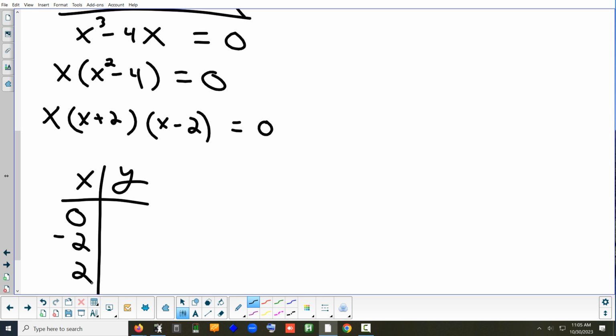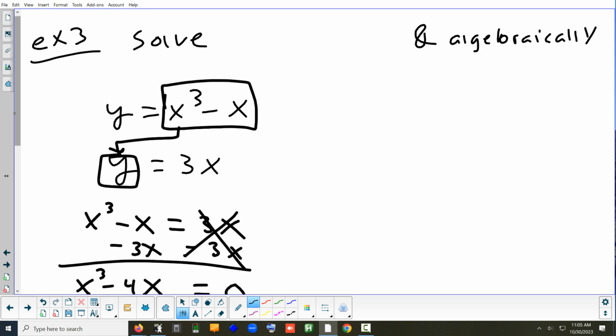What do we have to do with those 3 numbers? Yeah, we got to plug them back in. Does it matter which one we use? No. You can use either one. I think it'll be easier to use that. Yeah, I think y equals 3x would be easier.